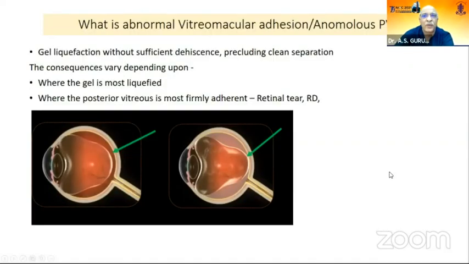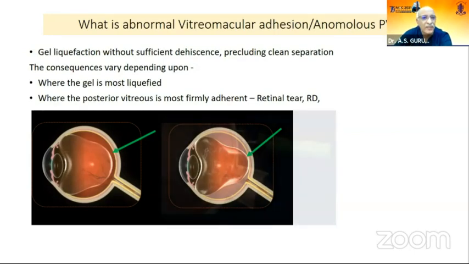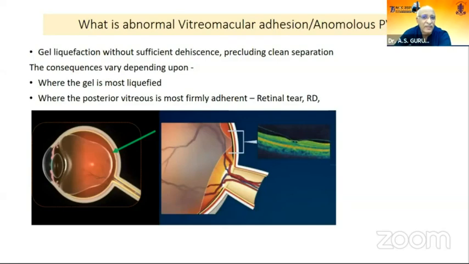Then what is abnormal vitreomacular adhesion or anomalous PVD? When gel liquefaction occurs without sufficient dehiscence, including a clean separation or a clean cleaving, consequences will be there, and that will vary depending on where the gel is most liquefied and where the posterior vitreous is most firmly adherent. For example, it can cause a retinal tear in the periphery or a retinal detachment, or it can cause a vitreomacular interface abnormality, or what we can call VMIP, vitreomacular interface problems at the posterior pole.